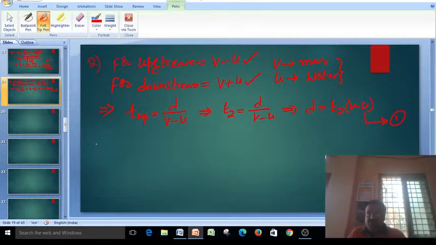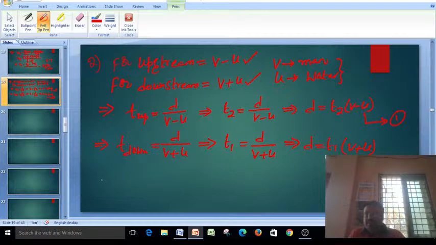Right. Next, for downstream, the time taken is distance divided by v plus u. That is t1. So t1 is equal to d divided by v plus u. Then d is equal to t1 into v plus u. This is equation 2 I am taking here, right?